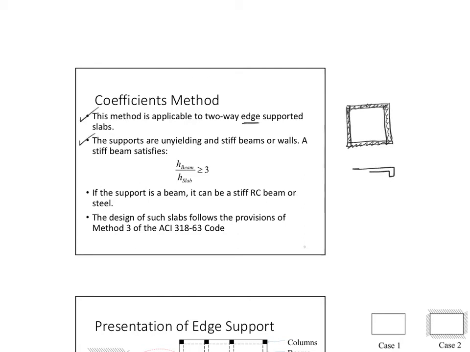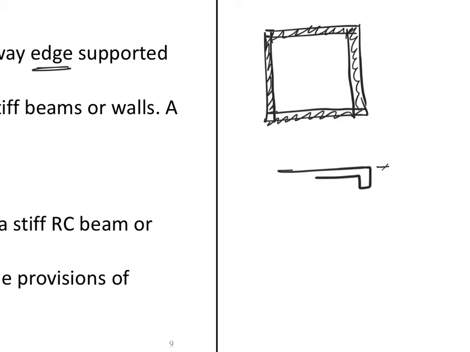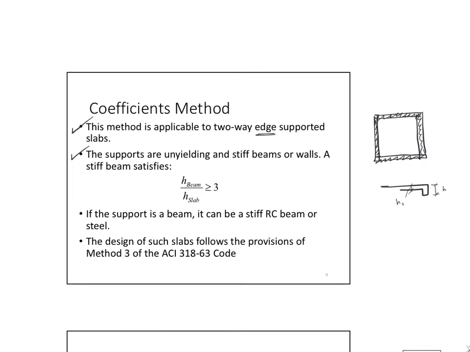The second condition is it has to be stiff enough. And when you say stiff enough, what do you mean? It means that the depth of the beam, h, needs to be at least 3 times h of the slab or more. Okay, so the smallest ratio between h of the beam, height of the beam, to the height of the slab is 3. Why do you need this condition? It is to call it a stiff beam.